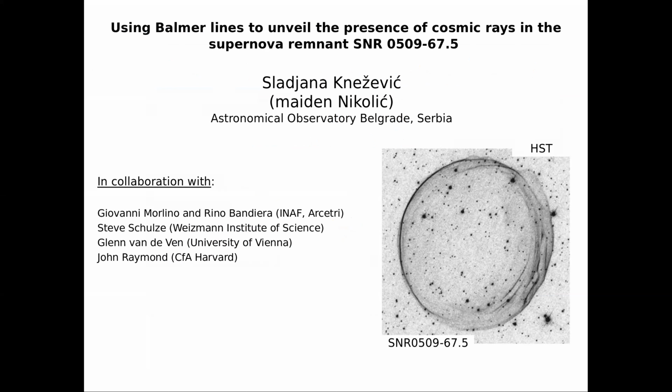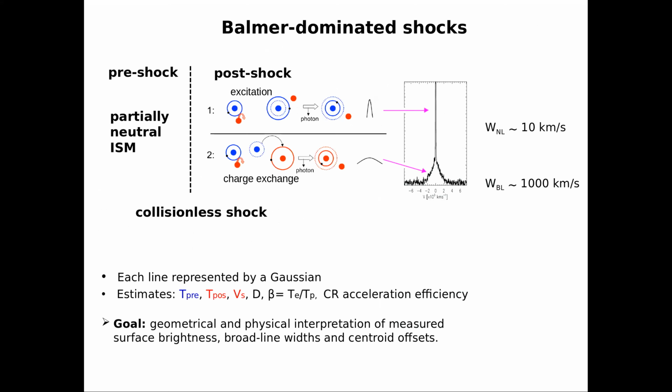So I will present our work on supernova remnant 0509 in the LMC. This work was done in collaboration with Giovanni Morlino, Rino Bandiera, Steve Schultz, Glenn Van de Ven, and John Raymond. On the right side, you can see the HST image of the remnant in Balmer emission. This is pure Balmer emission shown here.